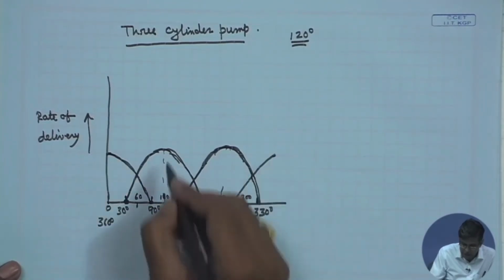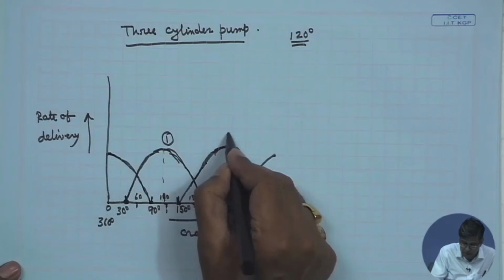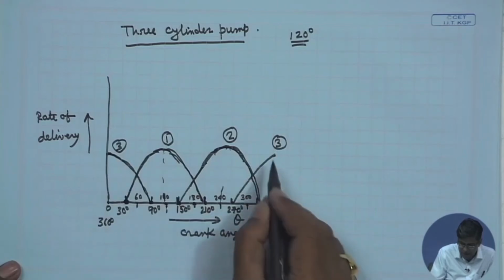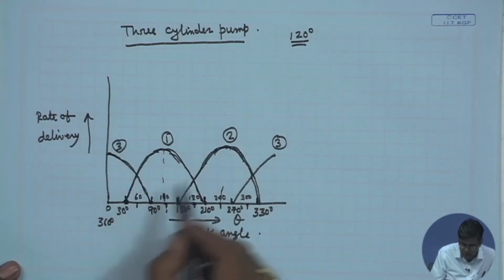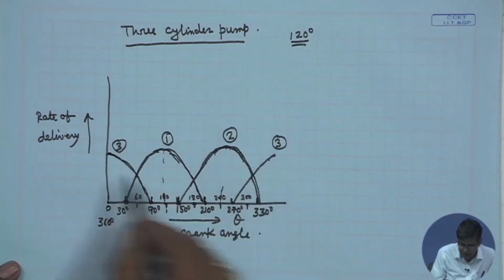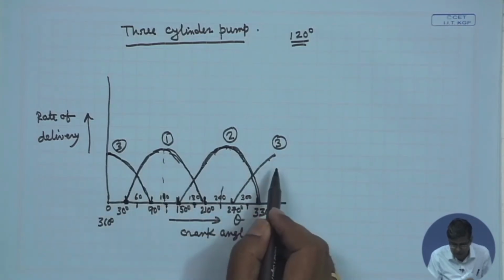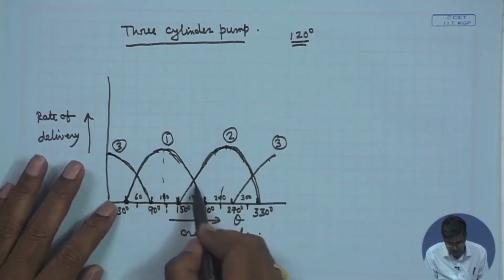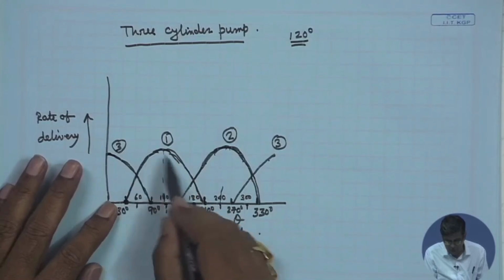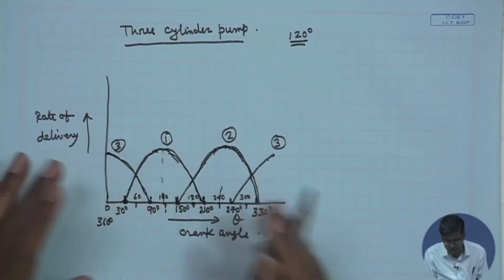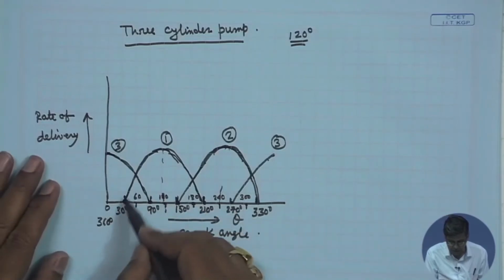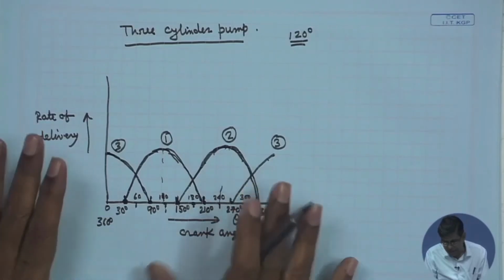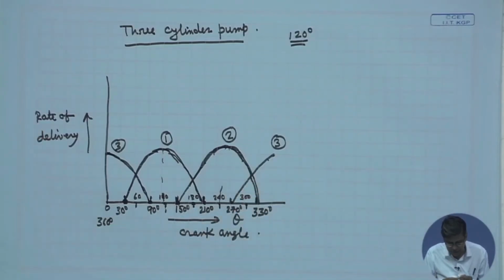So, I think you have understood: this is cylinder number 1, this is cylinder number 2, and this is cylinder number 3. This part and this part together give the same profile for cylinder number 3. They are 120° in phase lag, and all of them give a similar non-uniform, sine curve type profile if we consider the simple harmonic motion of the piston. So, there is still non-uniformity, but the fluctuation is a little bit reduced.